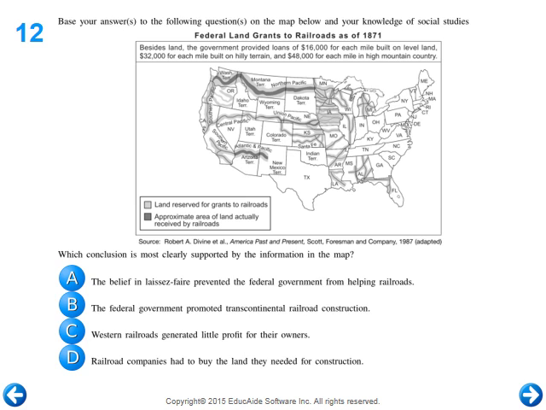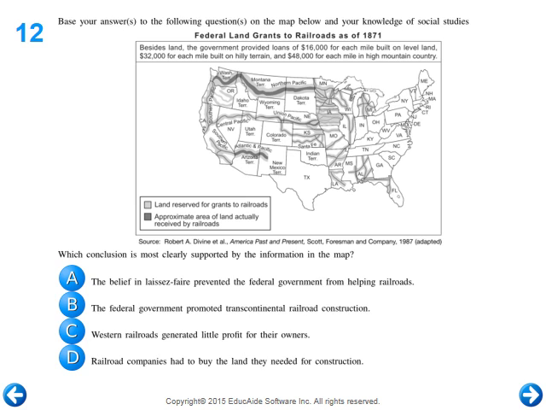All right, number 12. Which conclusion is most clearly supported by the information in the map? Now, this map shows land subsidies given by the government. 16,000 for each mile built on level land, 32,000 for each mile built on hilly terrain, and 48,000 for each mile built in high mountain country. This is for the building of the Transcontinental Railroad.